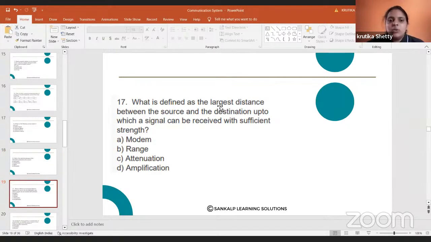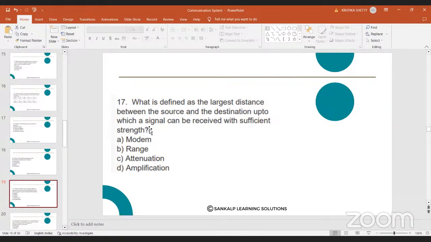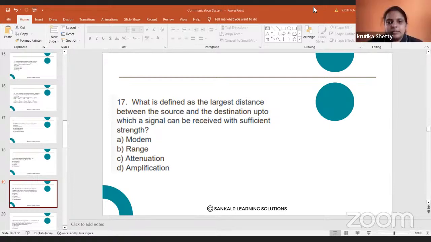Next question. What is defined as the largest distance between the source and the destination up to which a signal can be received with sufficient strength? Students, mute yourself. It is called as, yes, correct. So this is called as what? Range here. So range is the correct answer. Option B is 100% right.